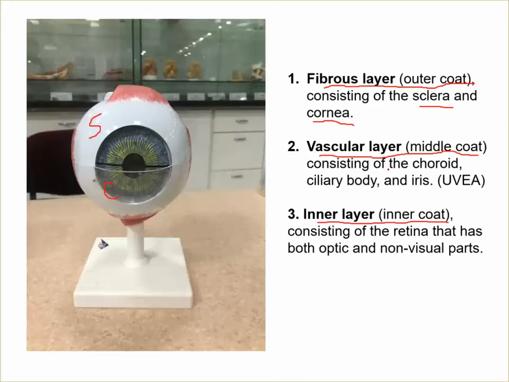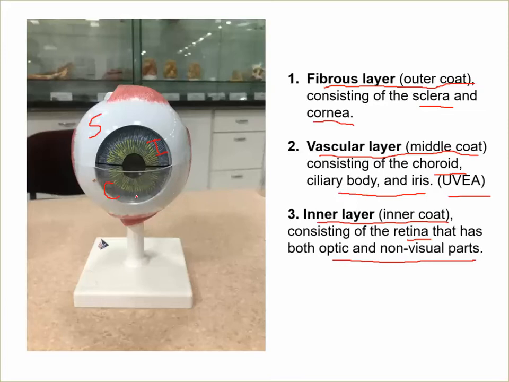Then the vascular layer, which is the middle coat, consists of the choroid, ciliary body and the iris. Together it is also called the uvea. The inner layer consists of the retina, which has both an optic part and a non-visual part. Here we can also see that the cornea is anterior to the colored structure called the iris. This iris belongs to the second layer, the middle coat.